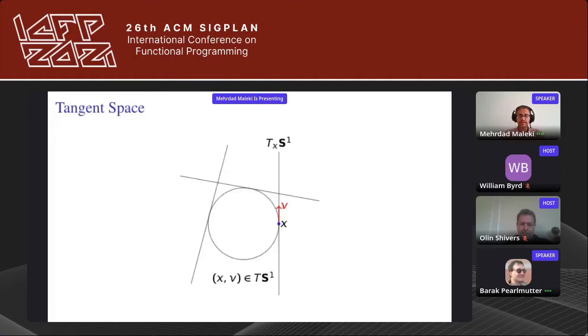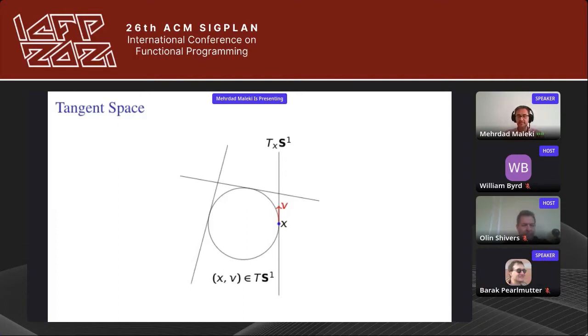For example, here we have the unit circle S1, and at point x we have a line which is a vector space, and the vector v belongs to this tangent space, and the union of all of these tangent spaces is the tangent bundle of this unit circle, and we call it T(S1). You can see that the subscript x is omitted here because it is a disjoint union of our tangent spaces.